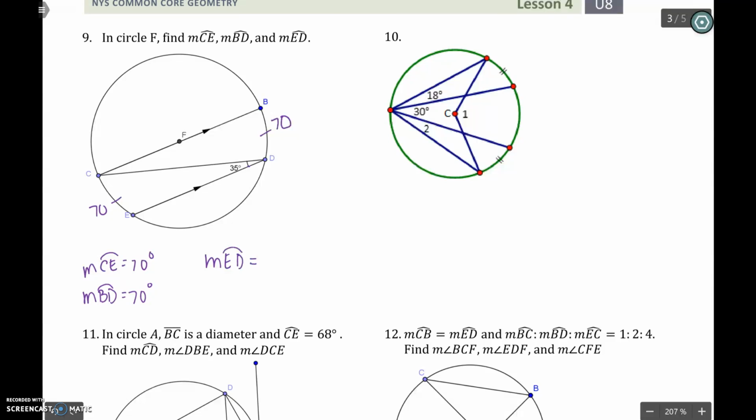this one, notice that what I have here is a diameter. That makes this a semicircle. So all three of these would have to add up to 180. So 180 minus 70 minus 70 is 40.